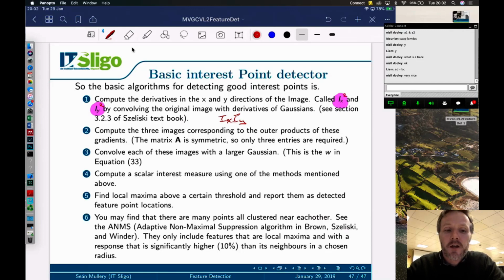And finally, you may find that there are many points all clustered near each other. So you can look at the adaptive non-maximal suppression algorithm in Brown, Szeliski, and Winder. They only include features that are local maxima and with a response that is significantly higher than 10% of its neighbors. So this is another further algorithm on top.